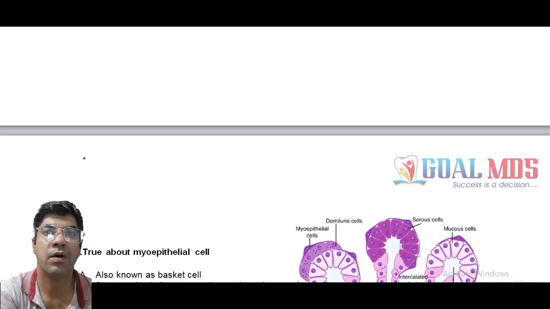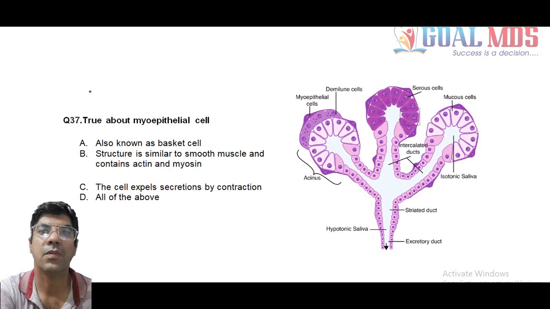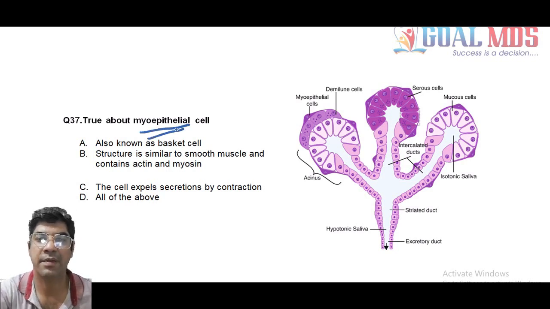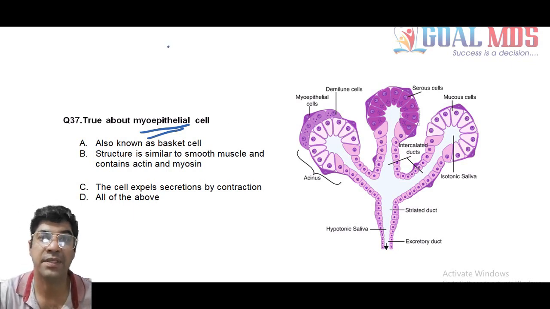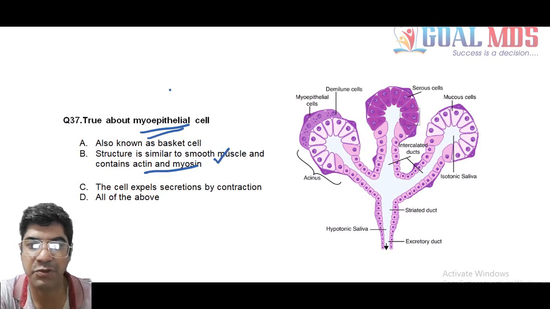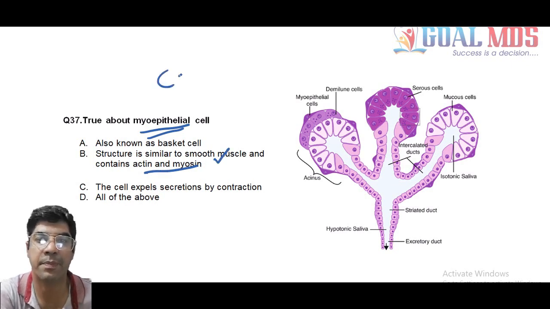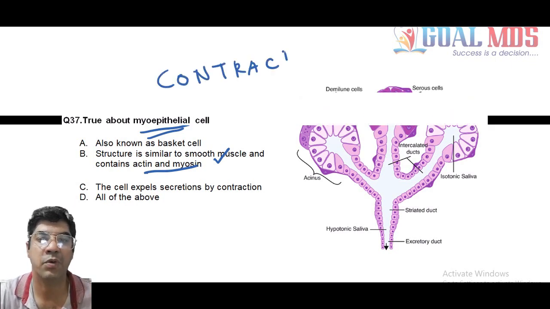The enamel cap on the occlusal surface of the primary molar is uniform in thickness of 1 mm. True about myoepithelial cells: they are found in the glandular tissue. They are present in the salivary gland. They are most commonly known as basket cells. They have a structure similar to smooth muscle cells. They contain contractile proteins, that is actin and myosin, so that allows them to contract.